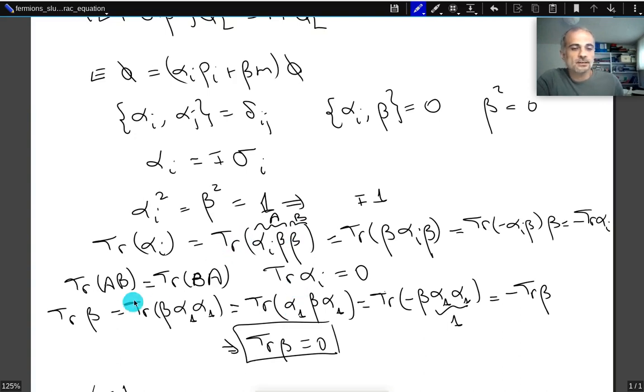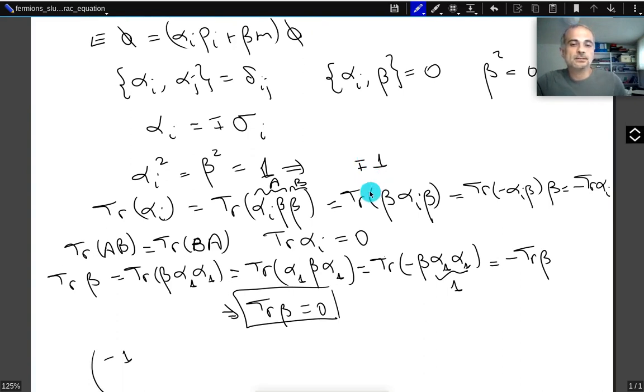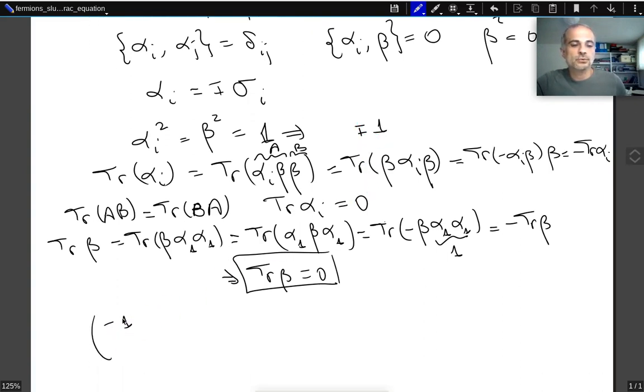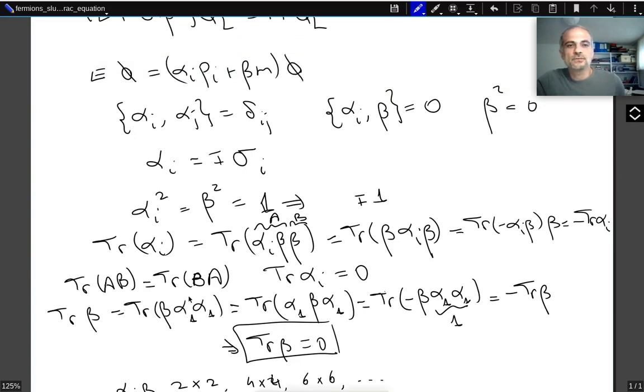Now we see that the traces of these matrices α_i and β are 0, but the trace is the sum of the eigenvalues, which are all plus 1 or minus 1. Hence there are an equal number of plus 1 eigenvalues and minus 1 eigenvalues, and hence the dimension of these α_i's and β has to be even. They can be 2 by 2, or 4 by 4, or 6 by 6, etc. The lowest dimension will be just 4 by 4.